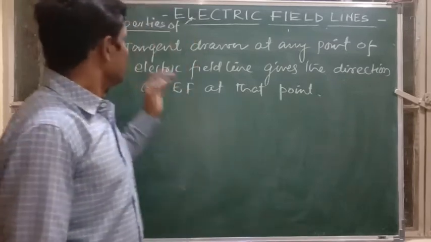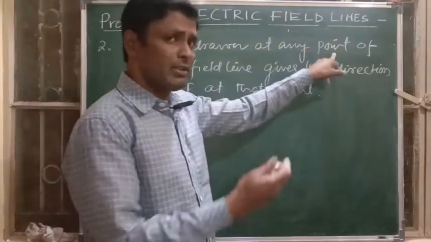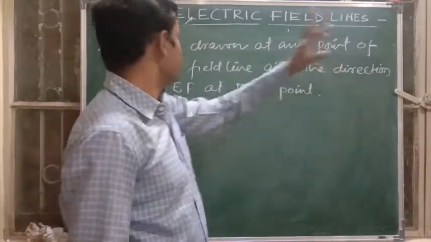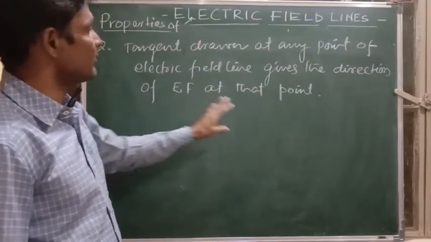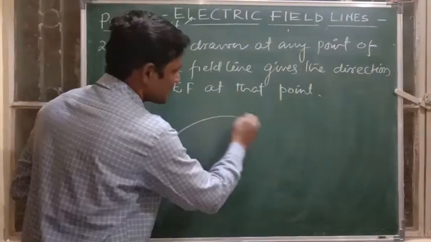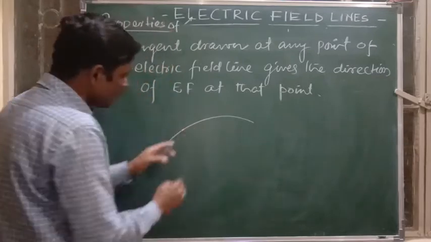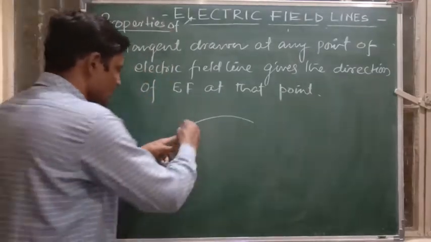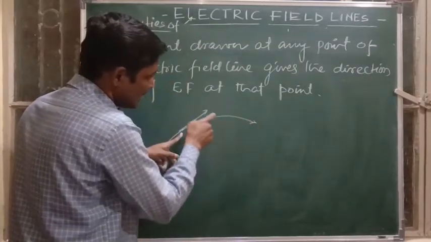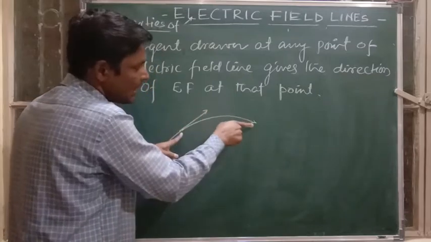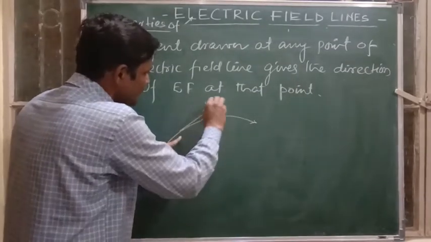The second property of electric field lines is the tangent drawn at any point. It is already mentioned in the definition of electric field lines. So the tangent drawn at any point of an electric field line gives the direction of the electric field at that point. Suppose that we have some electric field lines here. I need to find out the direction of the electric field at this point. We'll then draw a tangent. This is the line, so the tangent will be drawn with an arrowhead in the direction of the arrow of the electric field line. So at this point, the direction of the electric field will be this one.